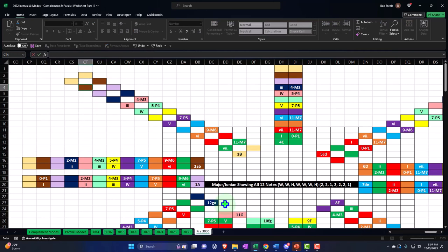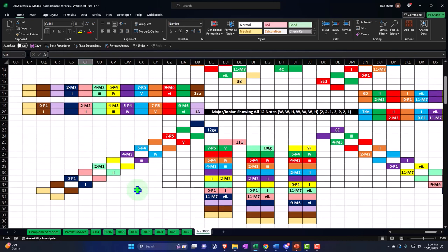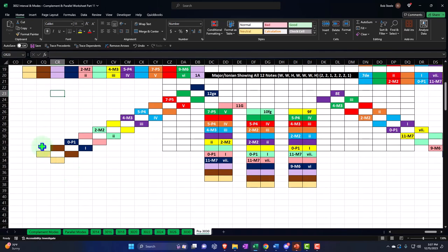No, wait a second. I'm on the wrong one here. What is happening? There's the blue. I'm on the purple. So there's the blue and there's the purple. I'm missing a purple here. That's what's driving me crazy. I'm missing a purple. That's how it got messed up. Let's put a purple in there.